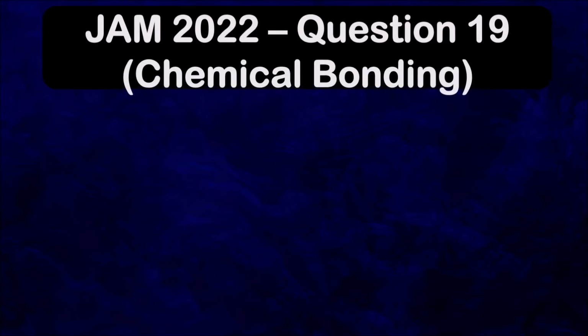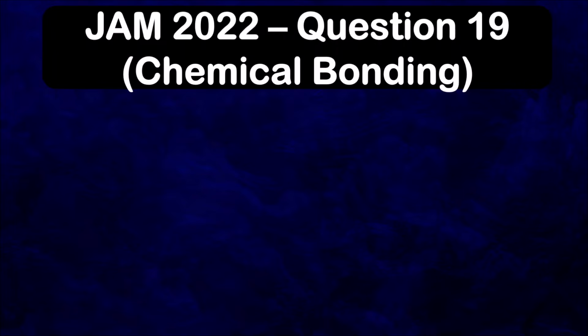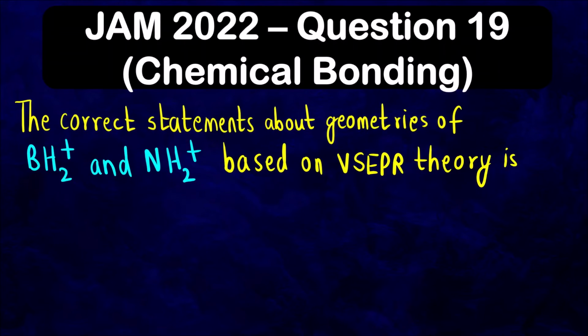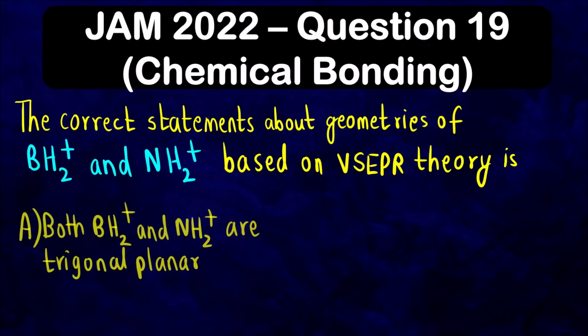In today's video, we are going to solve question 19 of the JAM 2022 chemistry paper, which was based on chemical bonding. That is, we have to predict the geometries of the two ions that they have given. One is BH2+, another is NH2+, based on VSEPR theory. What is VSEPR? Valence shell electron pair repulsion theory.